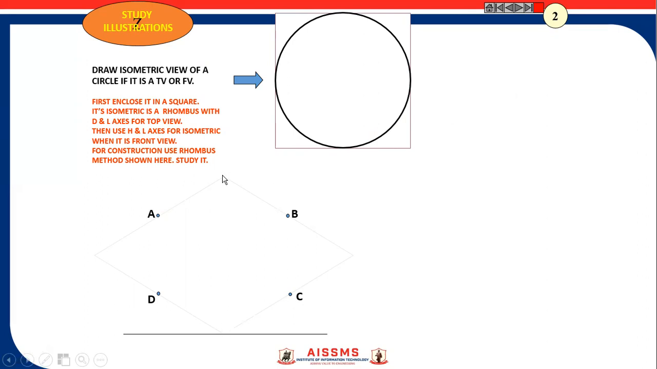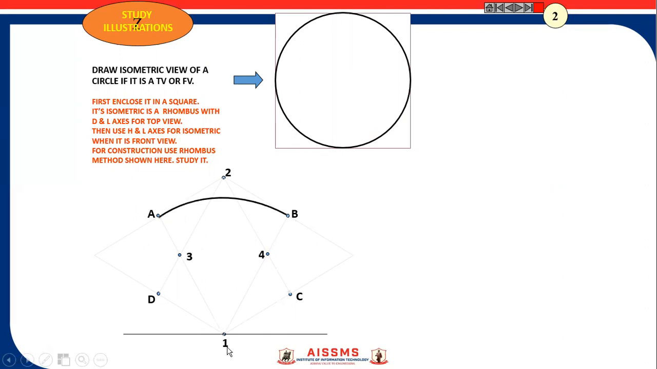And from these points, join the A and B from here to the opposite side. From this corner, join C and D. Now we are getting 4 points: 1, 2, 3rd, and 4th.